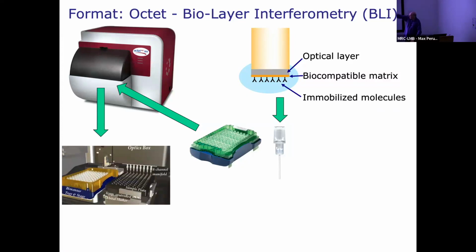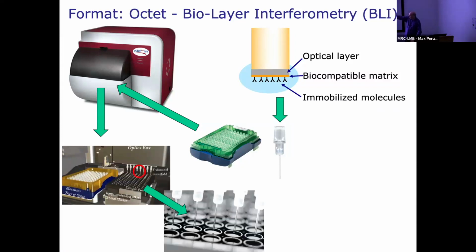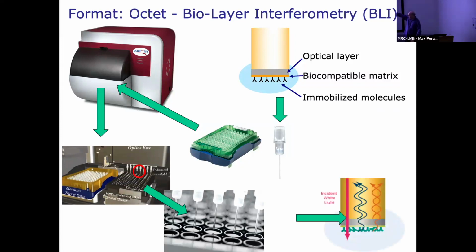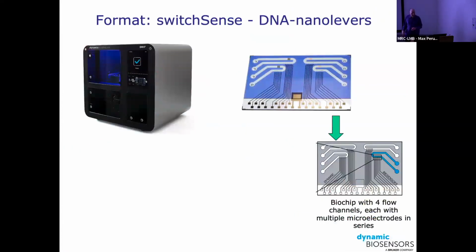And it goes into the instrument, and then the tips go into the microtiter plate here, and the plate swirls around. And this works by just incident light going on, and you get an interference pattern, as we'll see in a second. Now, the Switchsense is a different kind of instrument.